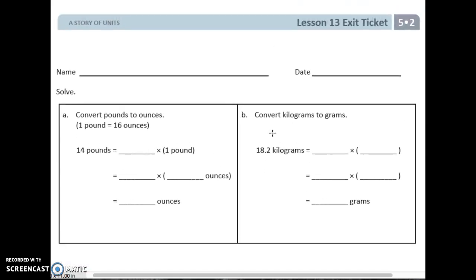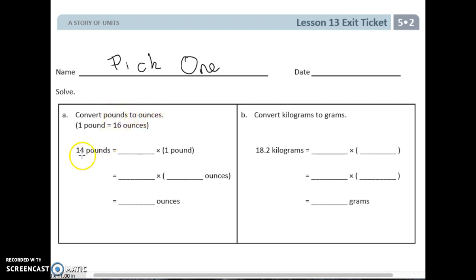All right, for your homework, now that you've watched this, hopefully you have a pretty good idea how to do it. What I'd like for you to do is pick one. This one's kind of giving you some information. This one says we are converting pounds to ounces, so these are your nouns. This is your adjective, 14 pounds. So you have 14 times 1 pound, 14 sets that are 1 pound each. So then you say, okay, we need to change pounds to ounces. And it tells you right here what happens.